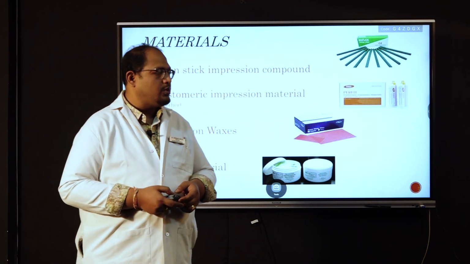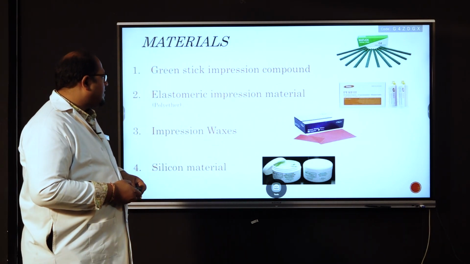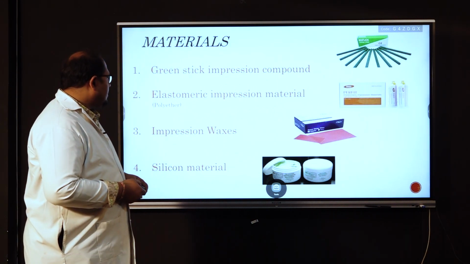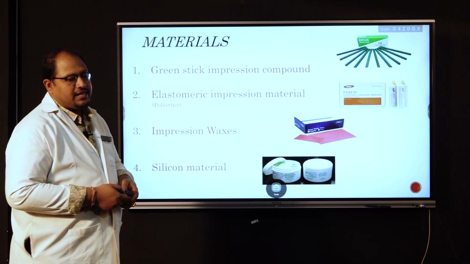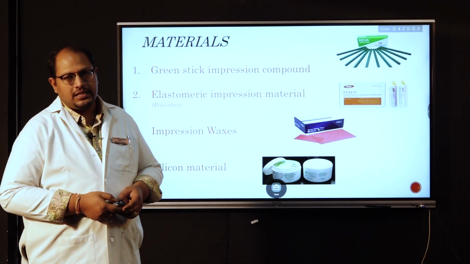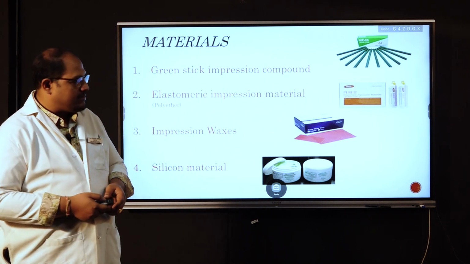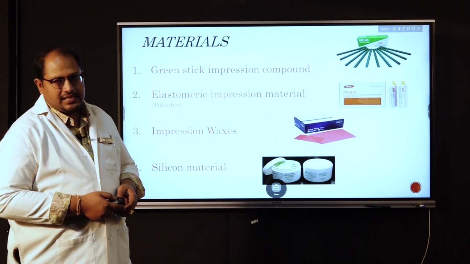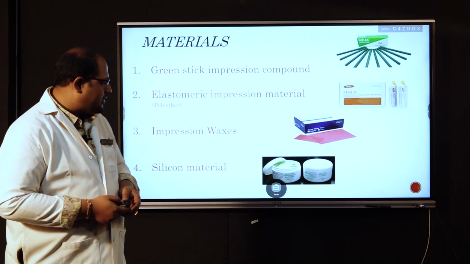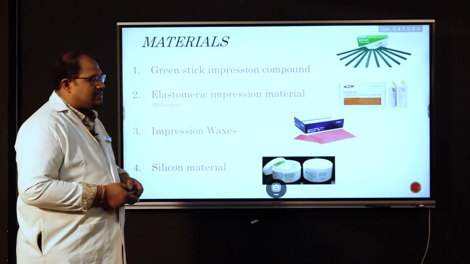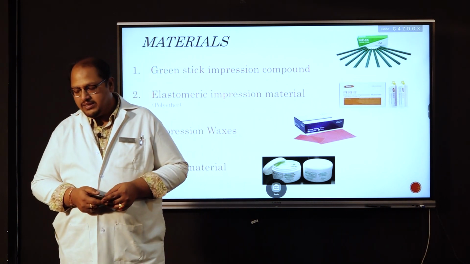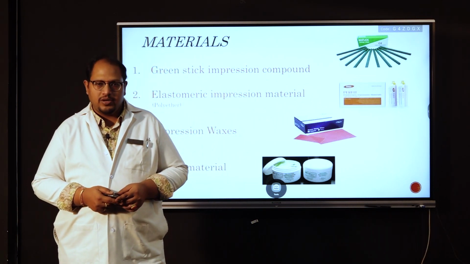So taking forward, we will see what materials we can be using for border molding. We can be using green stick impression compound, which is very commonly used. We can also use elastomeric impression material, that is polyether, or even putty is a material of choice which we can use. Earlier, impression waxes were used, and also different other silicone impression materials. As I told you, putty index material is also allowed to be used for border molding.